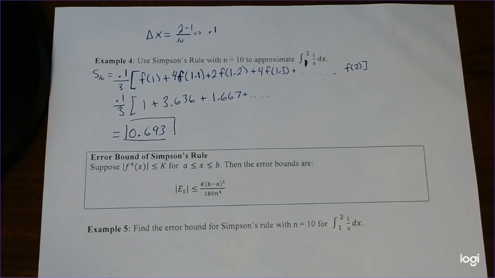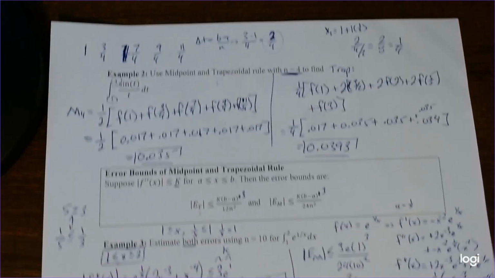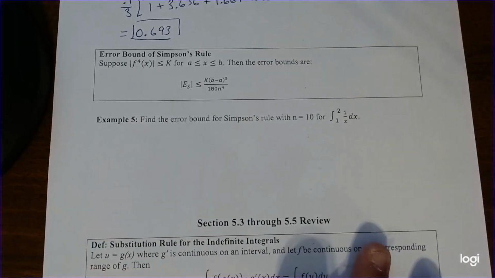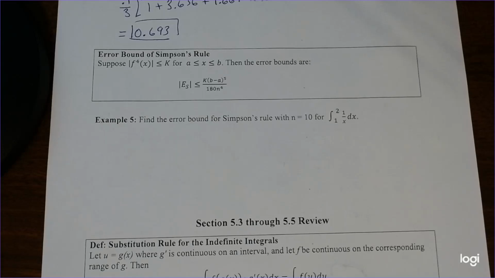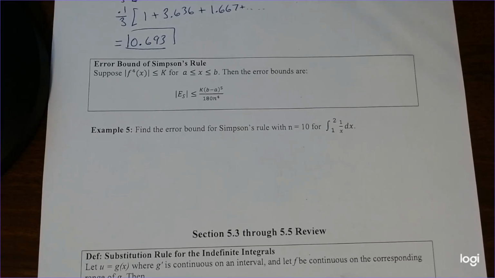And then lastly, we have the error bound. We've done error bounds for the midpoint and trapezoidal rules. Now the last thing we have is the error bound for Simpson's rule. So again, very similar to what we had earlier when it comes to error bounds. However, this time the equation is a little different.